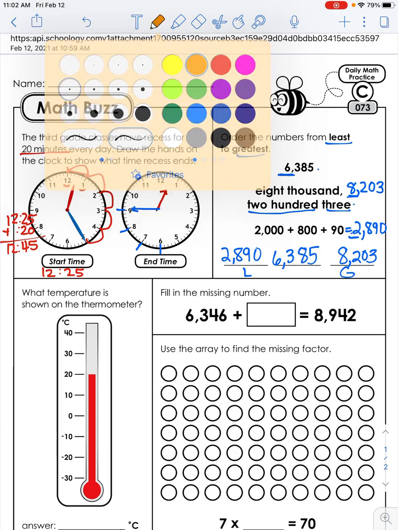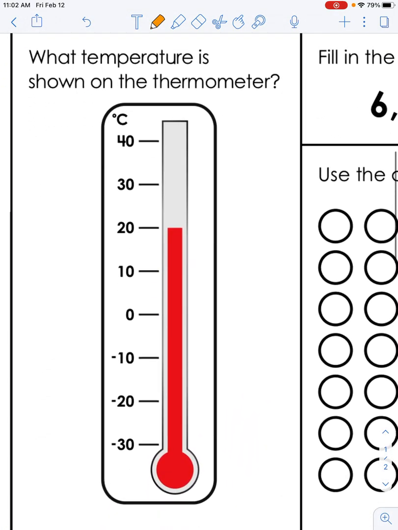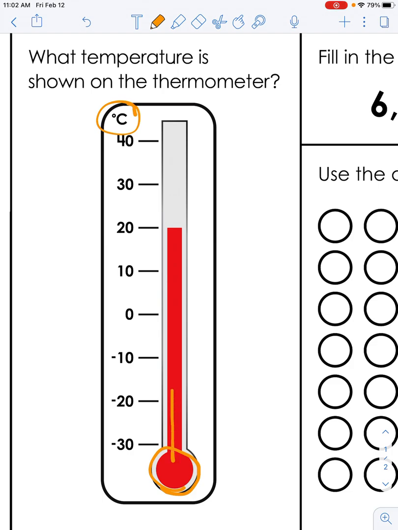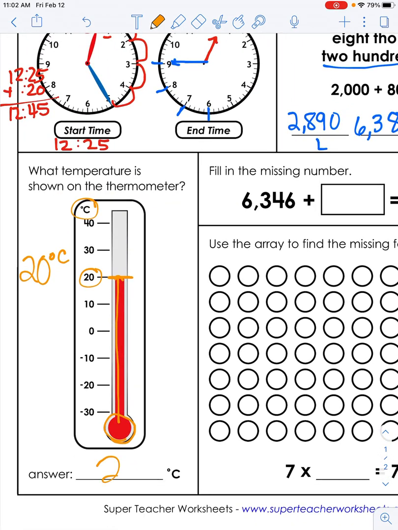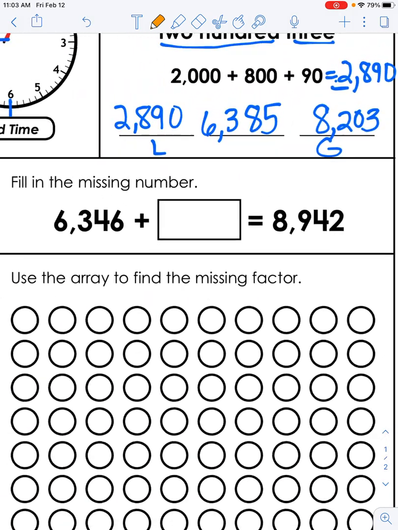Your next problem says what temperature is shown on the thermometer. So we can see that this thermometer is being measured in degrees Celsius, and I can see that it starts at the bottom and it goes all the way up, and we're going to look to see where it stops. It stops right here, which is at 20 degrees. So you should write 20, that little symbol for degrees, and then Celsius. Or you could write it down here where it's supposed to be. There you go.